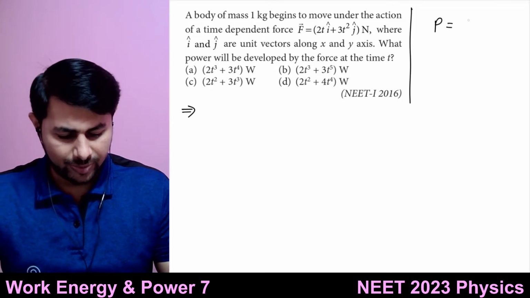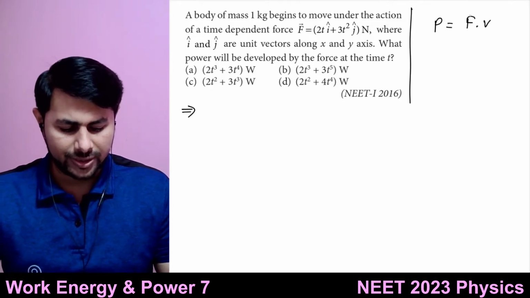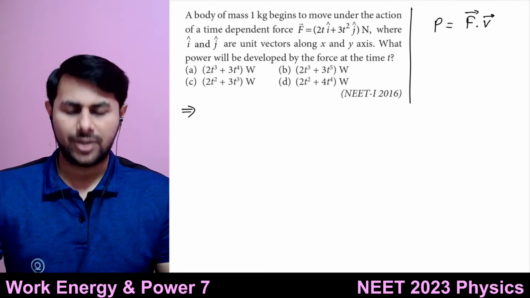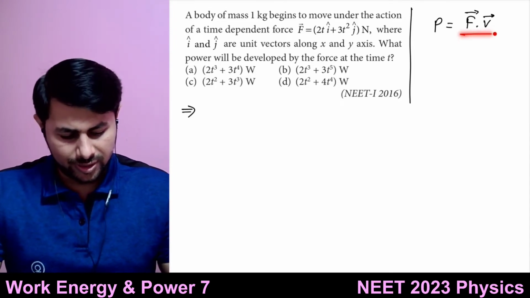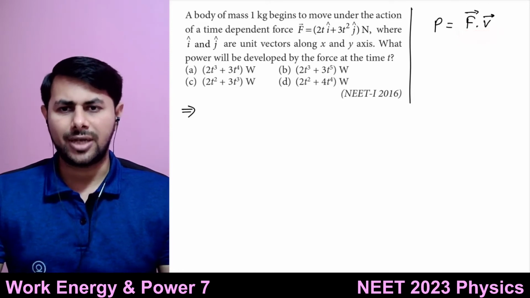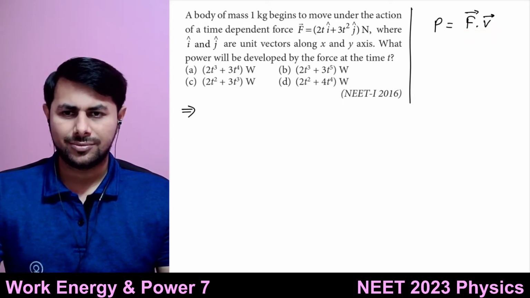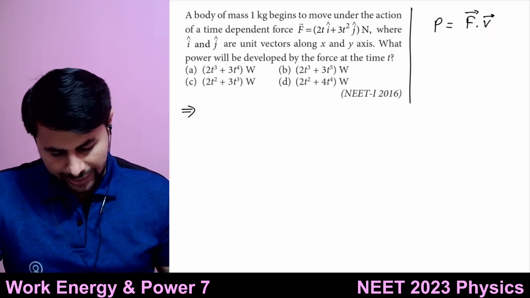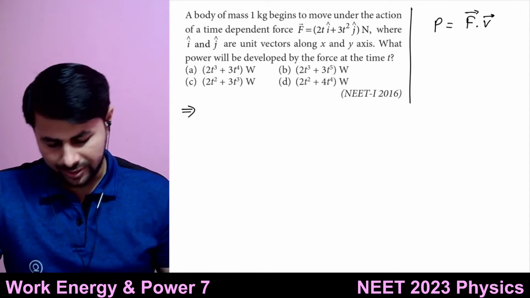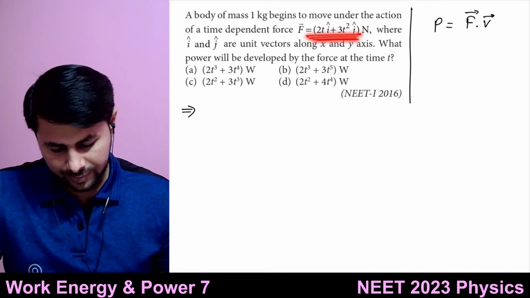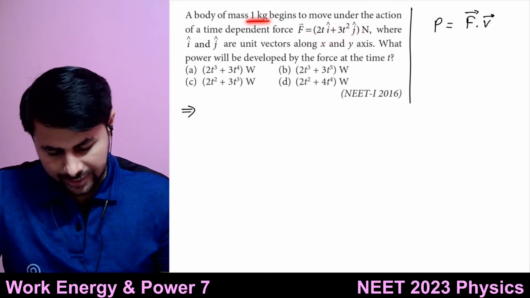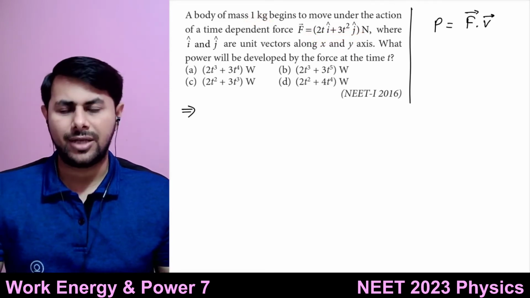The instantaneous power is force times velocity. Force is a vector quantity, velocity is also a vector quantity, so it is the dot product of force and velocity. That means we have to find out the velocity. So this is the force, and mass is given. That means you can find out the acceleration.